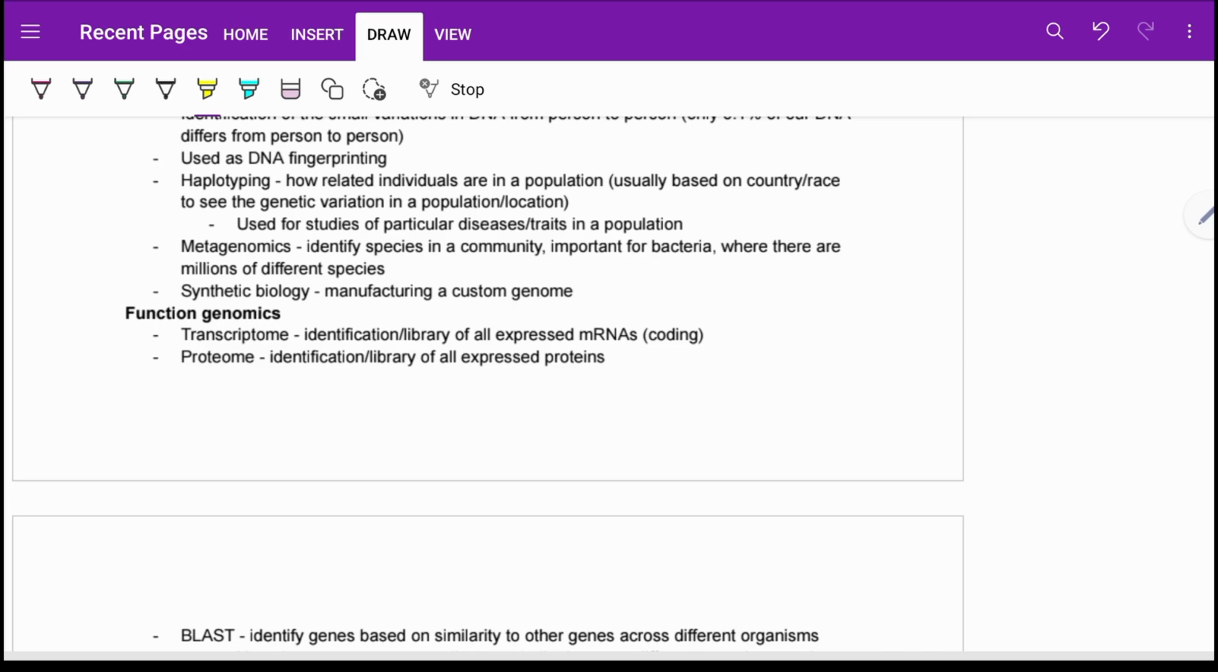We also have synthetic biology, which is the idea that we can manufacture a custom genome, or a gene, to do the function that we want, and that is still a developing field that we're trying to go for. But as you might have heard with the dire wolves, this is something that would be in the field of synthetic biology.